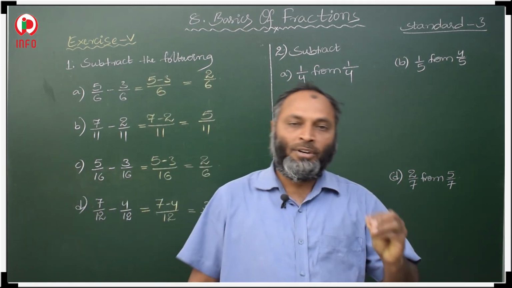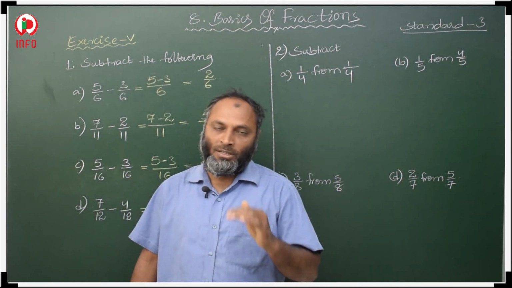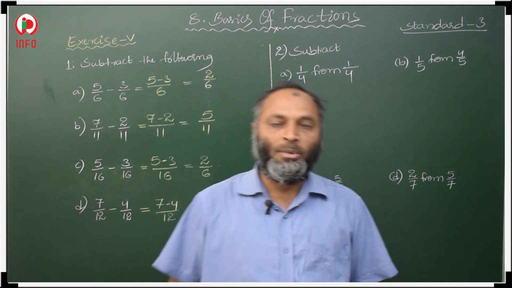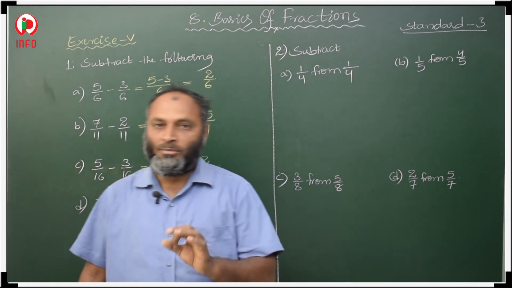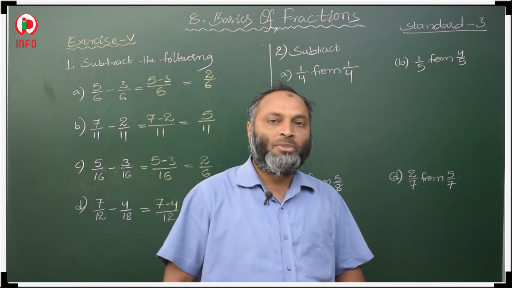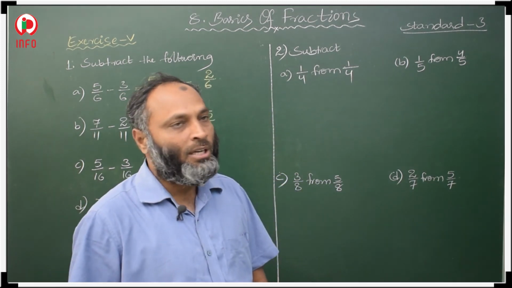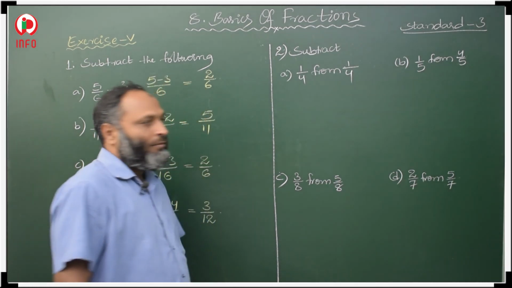So, in this way, how do we find the difference? We find the difference of the numerators, divided by the common denominator, which we write once. This is the method to find the difference, that is, subtraction of fractions. Now, one more bit is given.